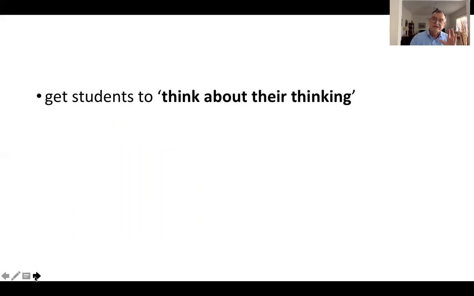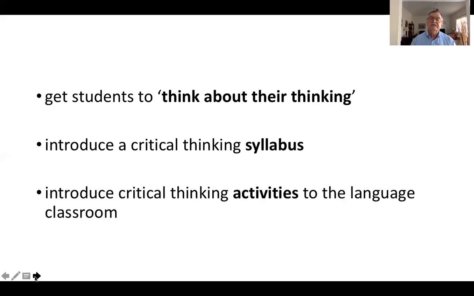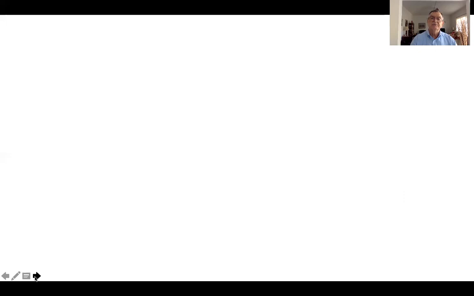So here are some suggestions of how we can introduce critical thinking, how we can get students to think in this way. So first of all, get students to think about their thinking. This is called metacognition. Introduce a critical thinking syllabus into your courses, and introduce critical thinking activities into the language classroom. So I'll be looking at each of these and giving examples.